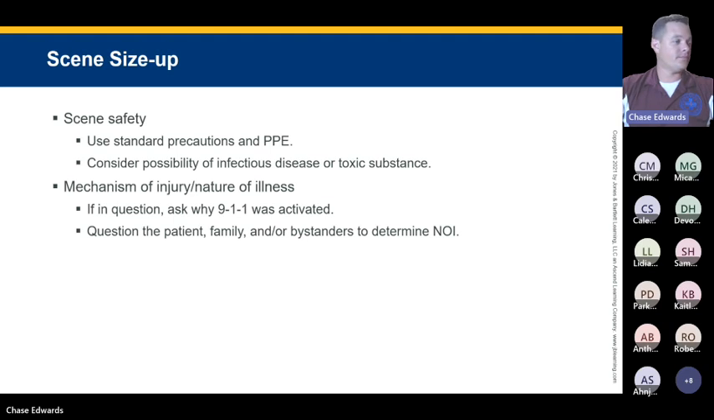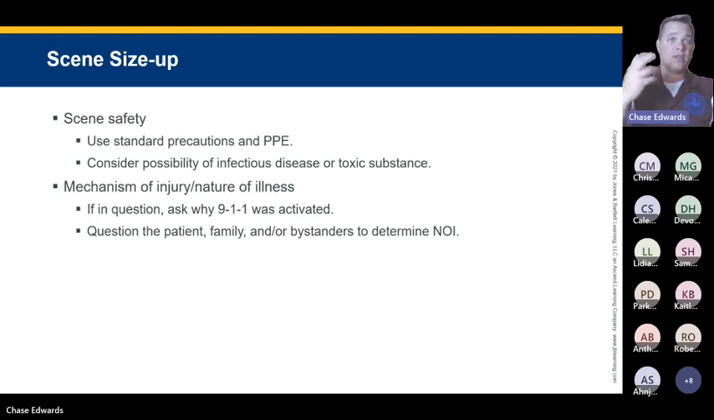All right. So let's do a quick patient assessment. This is the guided patient assessment here. We'll do our own patient assessment here in a little while. All right, so patient assessment, scene size up. You're going to use your standard precautions and use PPE. You're going to consider the possibility of an infectious disease or toxic substance. If there are multiple people with dyspnea, consider the possibility of an airborne hazardous material release.